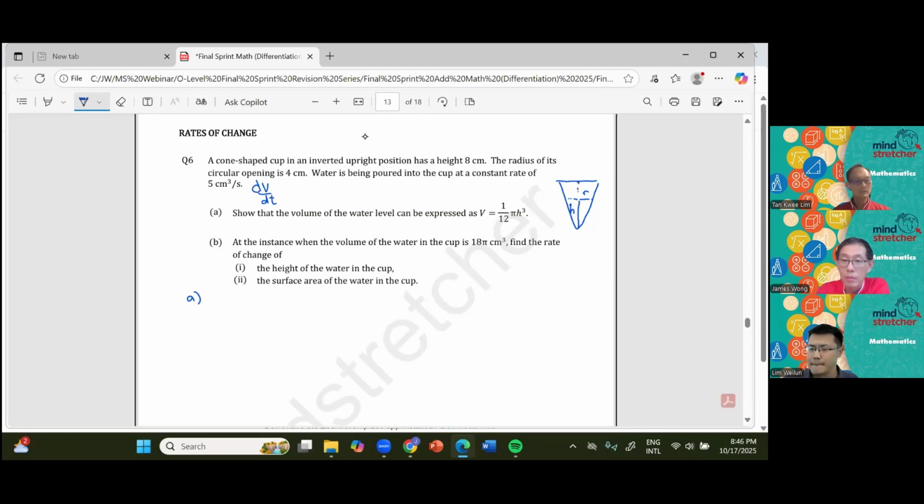If I were to extend this out, the entire height here is 8 cm, whereas this radius is 4. Can you see that we already have a similar triangle here, correct? I'm going to make use of this similar triangle to form a relationship between the two variables, my R and my H. Using the concept of similar triangles, R over 4 is the same as H over 8.